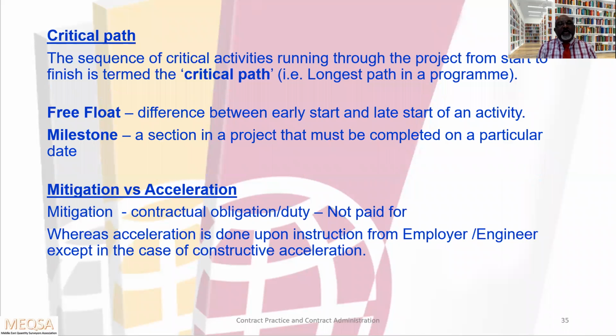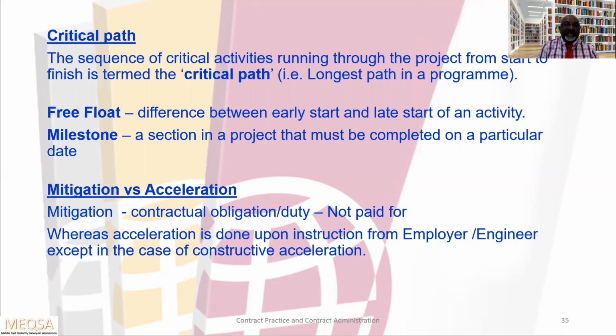Critical path: the sequence of critical activities running through the project from start to finish is termed the critical path. That is the longest path in the program. Simply we can say critical path means longest path in the program. Free float: difference between early start and late start of an activity. Milestone: a section in a project that must be completed on a particular date. It should be specified in the contract.